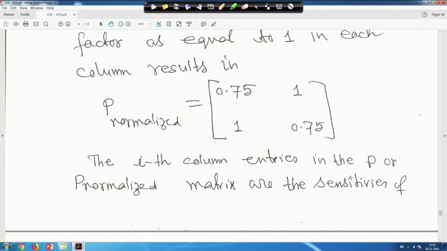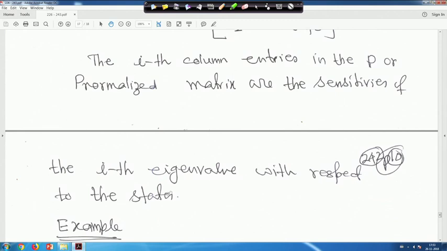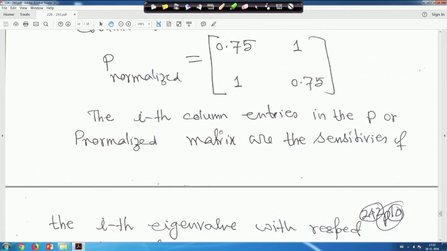In the previous lecture we have seen that your normalized P is just a 2 by 2 matrix, and this is your normalized participation factor. So, the ith column entries in the P normalized matrix are the sensitivities of the ith eigenvalue with respect to the states. We have previously seen some examples, but I again took a couple of examples just to demonstrate certain things.